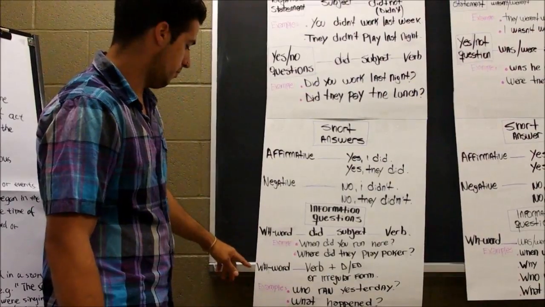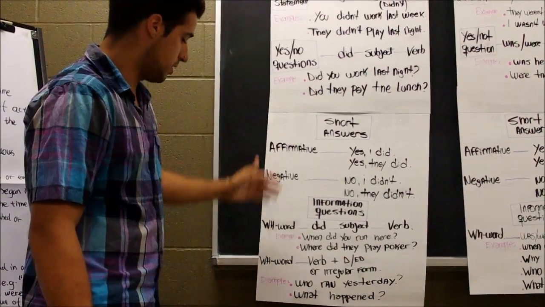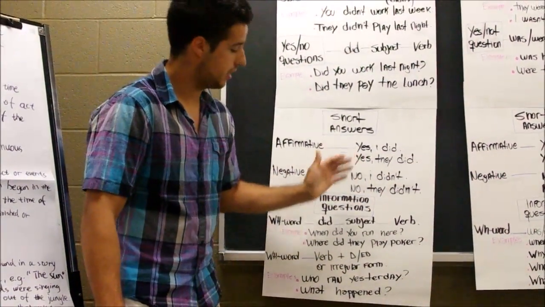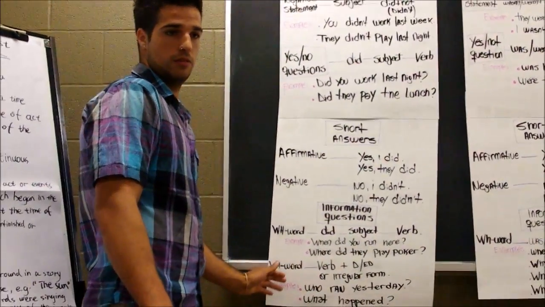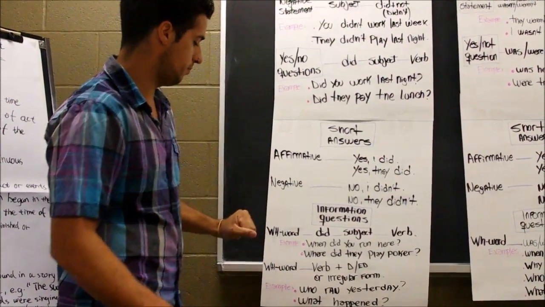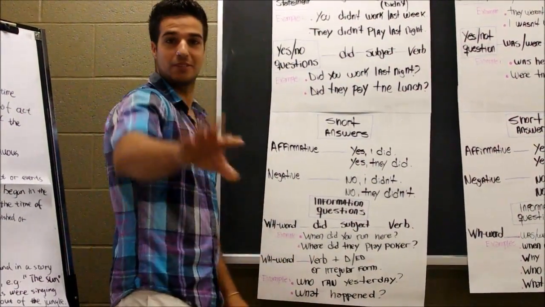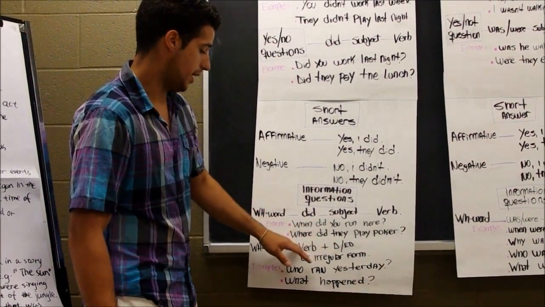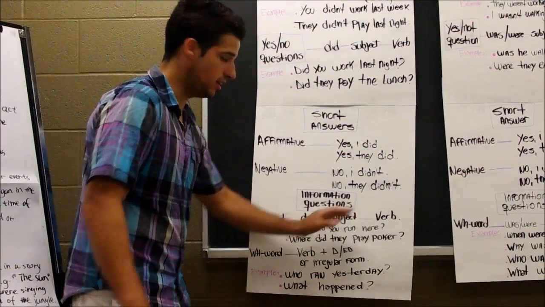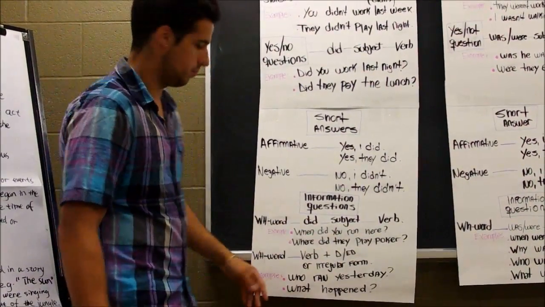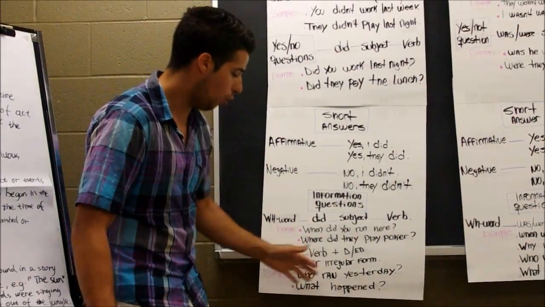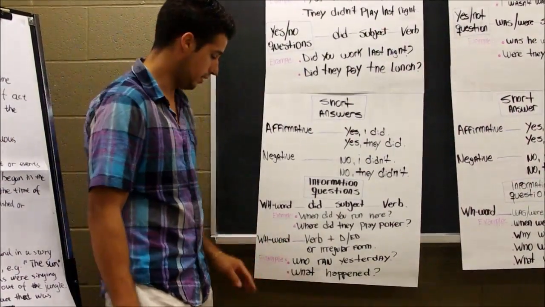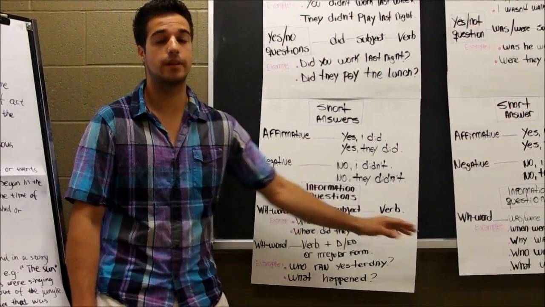The other form is the WH word first, then the verb plus d or ed, or the irregular form of the verb. Example, who ran yesterday? In this one we can see the irregular verb here. And the other example is, what happened?